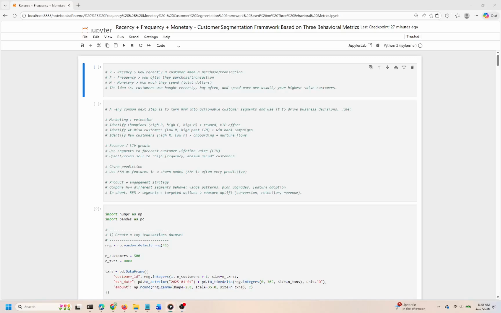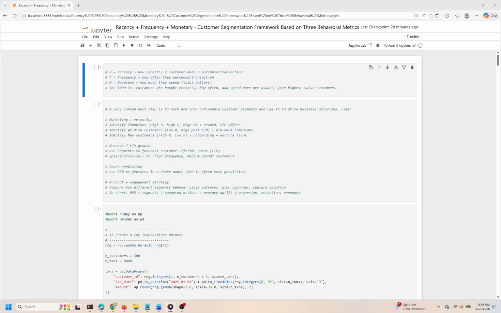Cell 1. In this cell, we delve into the fundamental concepts of the RFM model, which stands for recency, frequency, and monetary value. Understanding these three dimensions is crucial for businesses aiming to identify their most valuable customers. The essence of this model lies in the idea that customers who have made recent purchases, do so frequently, and spend a significant amount typically represent the core of a company's revenue.